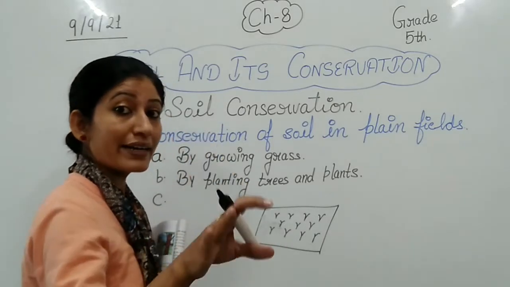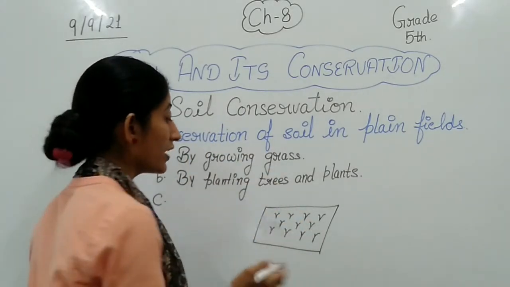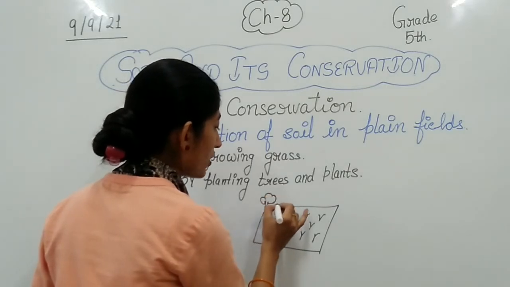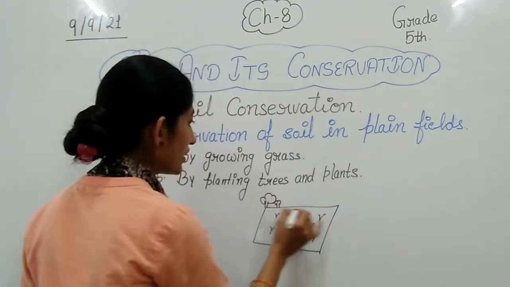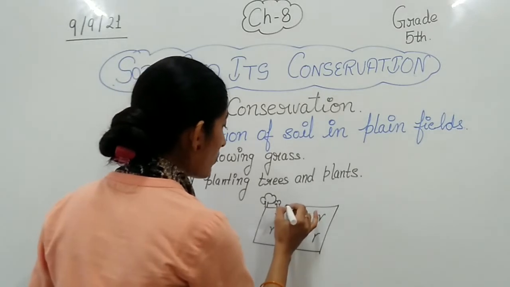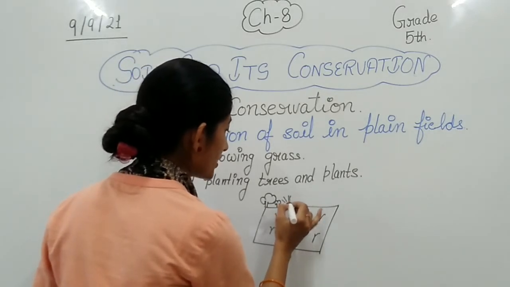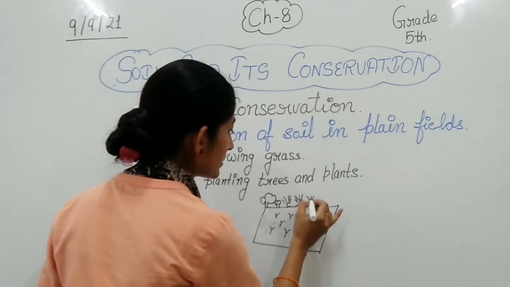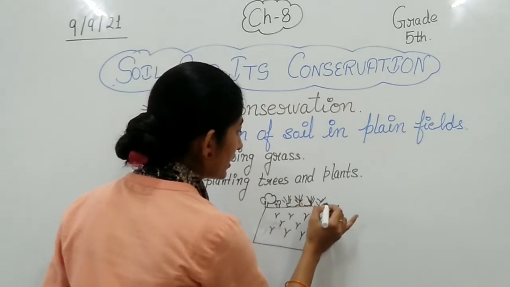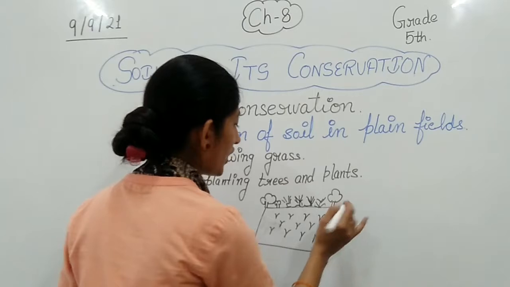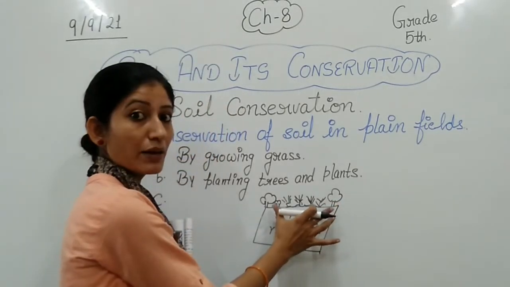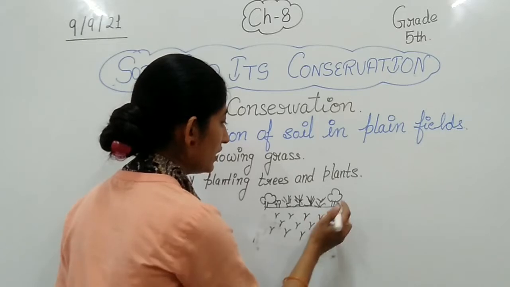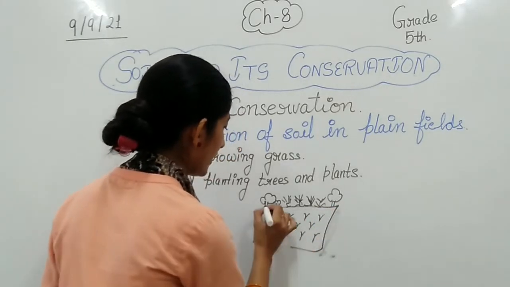To protect the soil from erosion, we have to plant trees and plants, or bushes, in the boundary area. This is the boundary area of the field. In this way, we can grow the trees and plants in the boundary field, right?